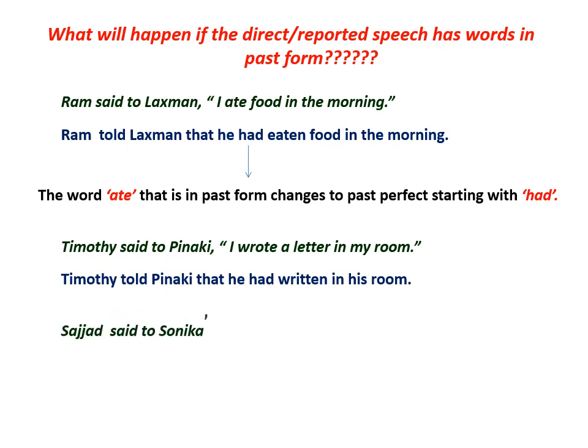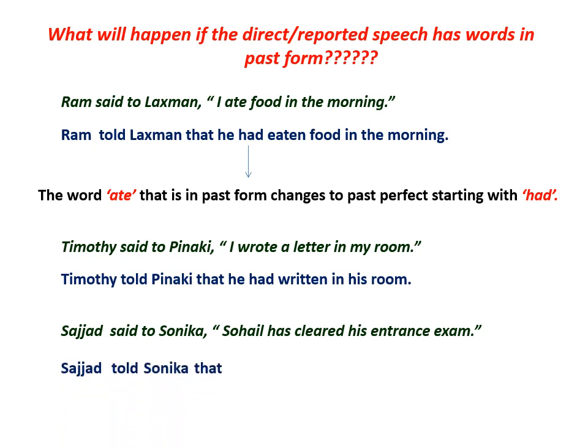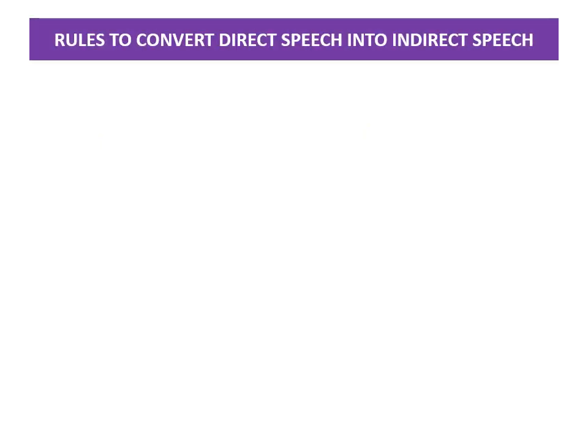Sajid said to Sonika, "Sohail has cleared his entrance exam." Sajid told Sonika that Sohail, is in present tense, so changes to past tense. Past tense of has is had, had cleared his entrance exam. I hope the things are very clear. So let's see the rules that are used to convert direct speech into indirect speech.